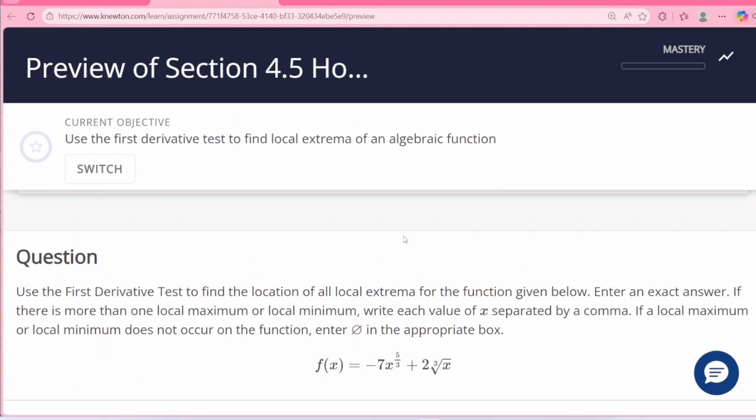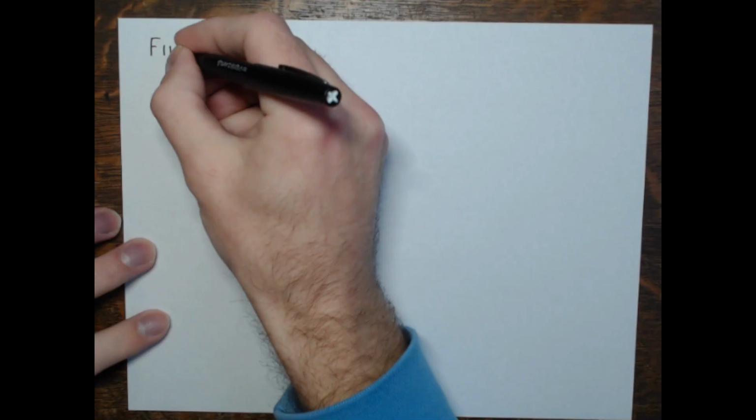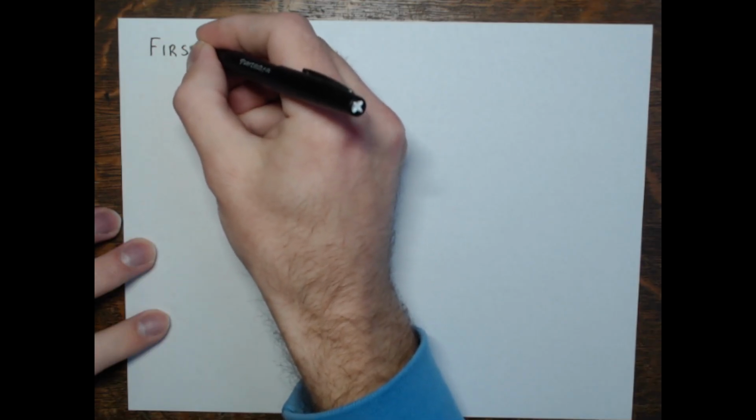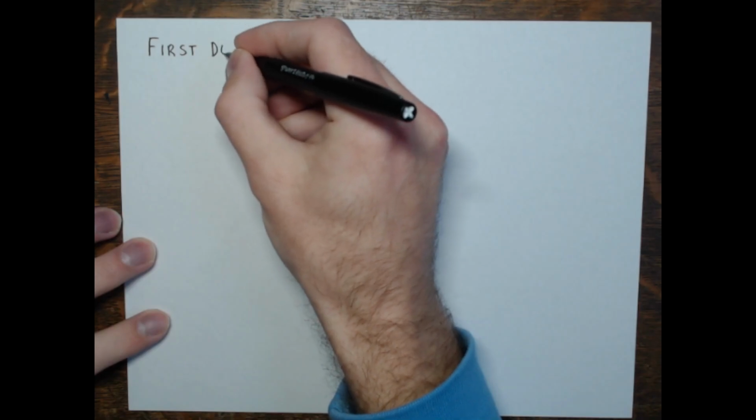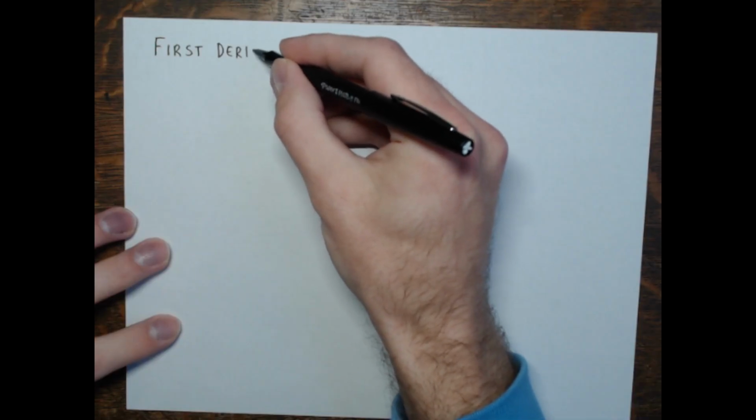Okay, so before I get into the questions, I will discuss this first derivative test and what the first derivative tells us about the shape of a graph. So this will be all specifically about what the first derivative of a function tells us about the graph of that function.